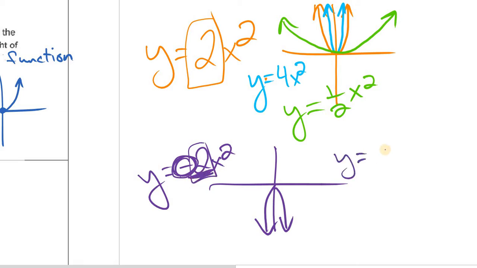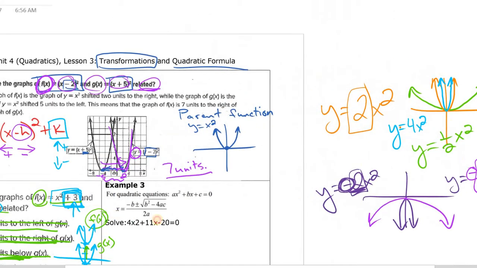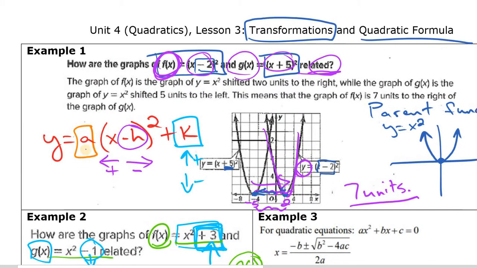What about y is equal to negative 1/4 x squared. So it's negative, we know it's facing down, and 1/4 does what to it? Hopefully you said it makes it narrower. I mean wider, even wider than the original. All right, so there you have a review of all three of the things that can happen.